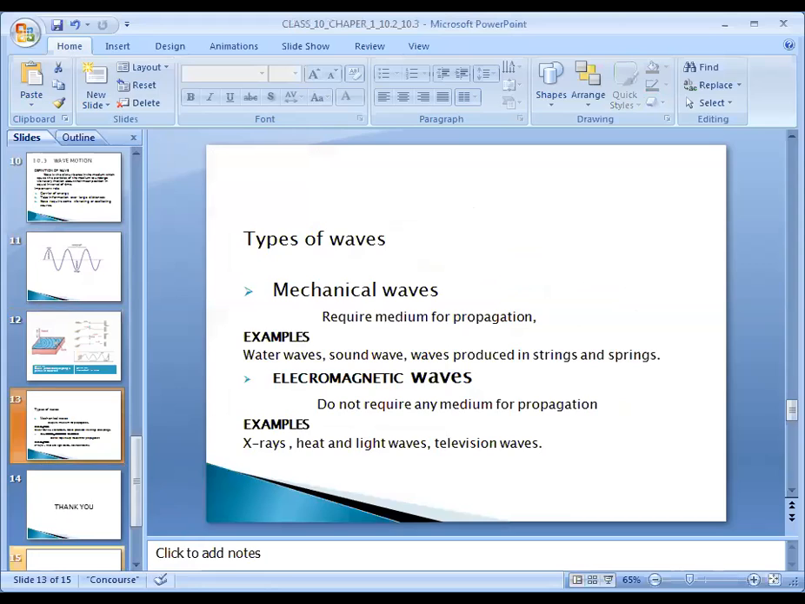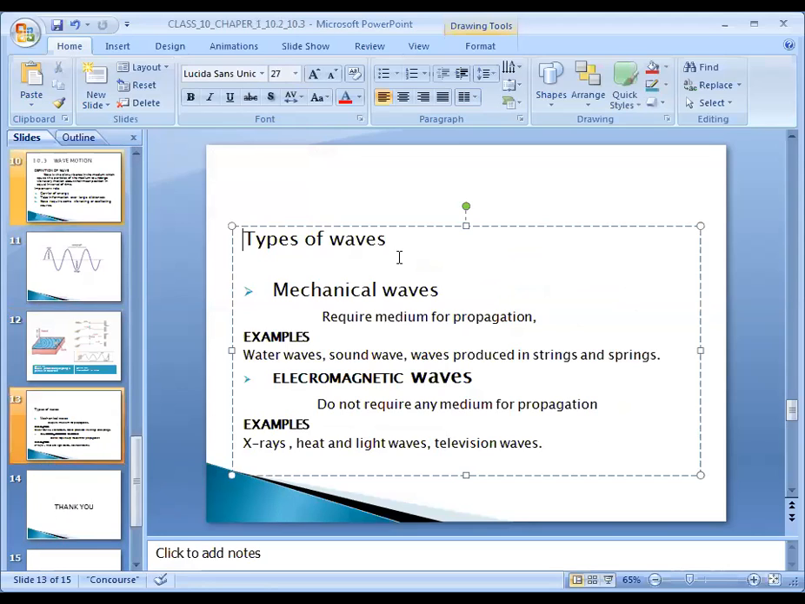So next, we studied the definition of the wave. I will read the definition again for you. A wave is a disturbance in the medium which causes the particles of the medium to undergo vibratory motion about their mean position in equal intervals of time. Now, what does this mean? Types of waves. A wave has a few types.